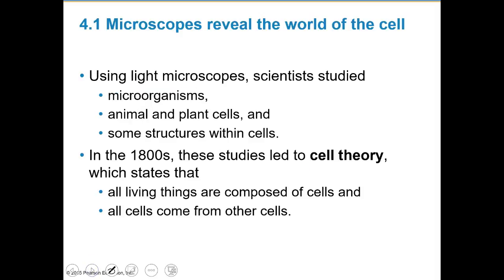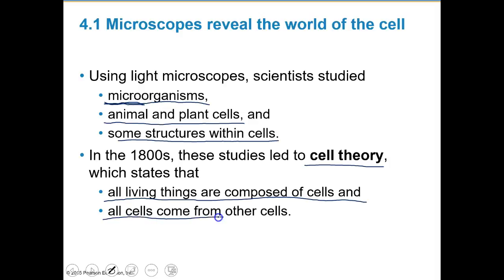So using light microscopes, we've studied microorganisms. Micro means small, so we're talking little organisms. We've also looked at animal and plant cells. And we looked at some structures within cells. Not a whole lot, but there'll be a few that we can see. In the 1800s, studies led to the cell theory. There's actually another part to this, but these are the main ones: all living things are composed of cells, and all cells come from other cells. We might try to investigate the third part of this later, but at the very least, we do need to know these two parts of the cell theory.